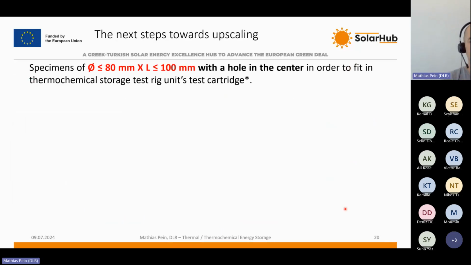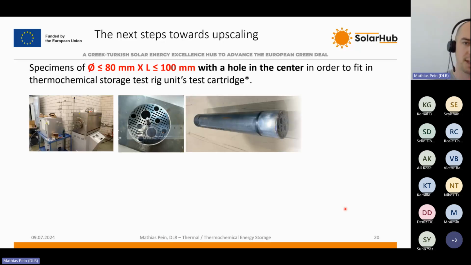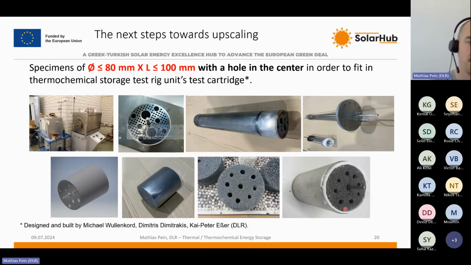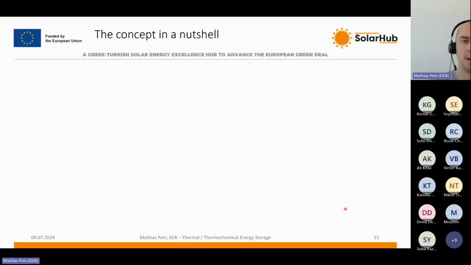So the next steps towards upscaling would be to produce bigger components to ensure that they are stable and rigid, and withstand a large amount of cycles, and also to demonstrate their use in the field. So the next step would be utilizing these monolithic structures in a bigger reactor scale.